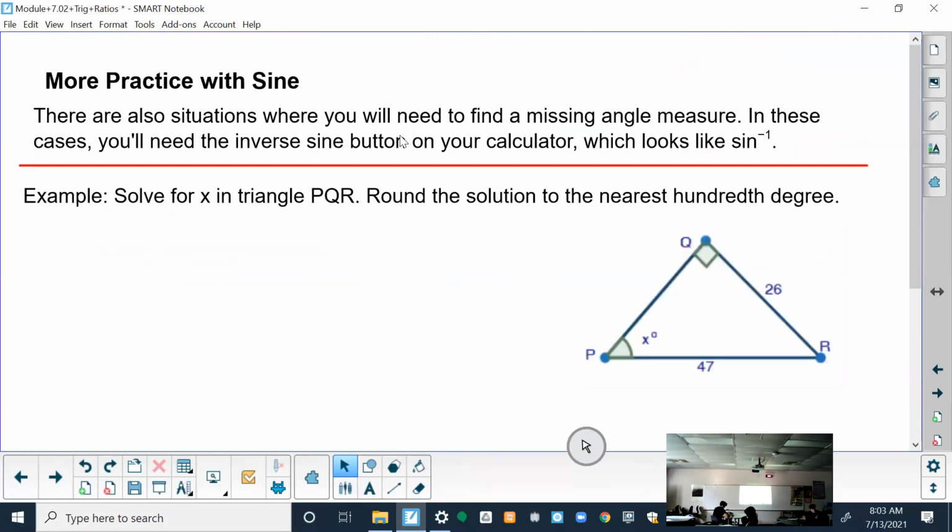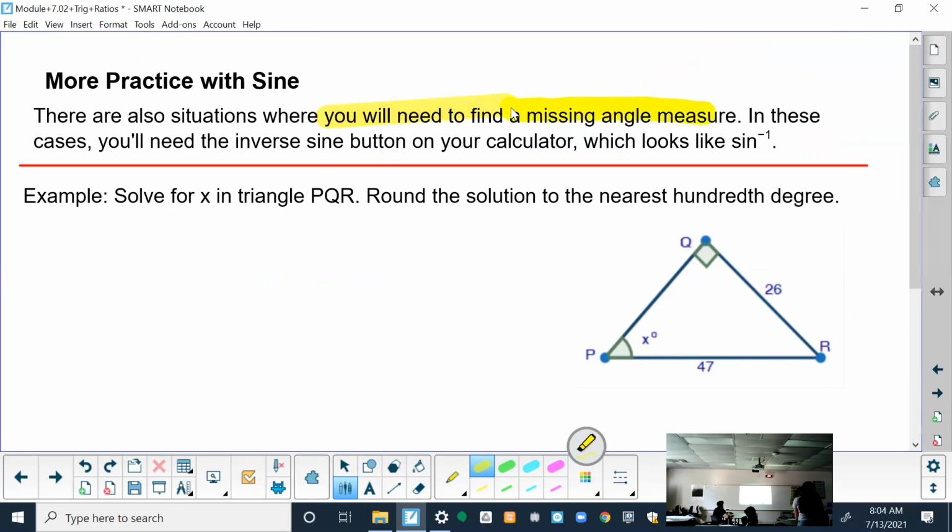All right, so there's also situations where you'll need to find a missing angle. All right, so now the missing value isn't on one of the sides, it's on the angle. So kind of highlight that. There's situations where you need to find the missing angle.